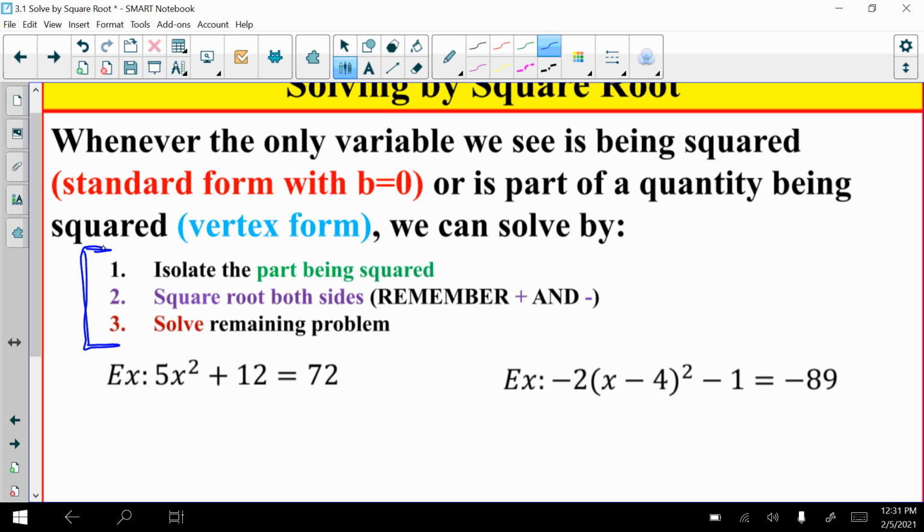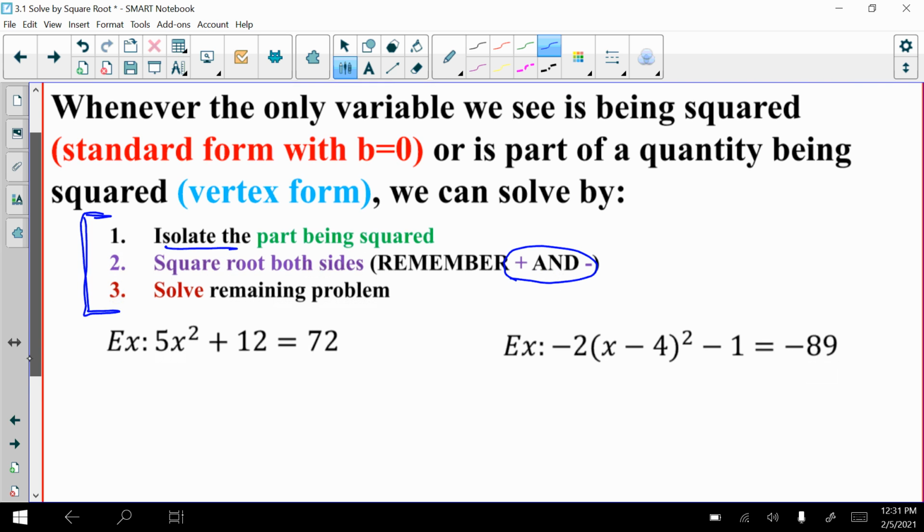First, we want to isolate the thing that is being squared. Okay, so you find what's being squared in your equation. You want to get that completely by itself. And you're going to take a square root of both sides. I'll tell you what this plus and minus means. It's going to be really important for us. And you're going to solve the rest from there. So let me show you an example.